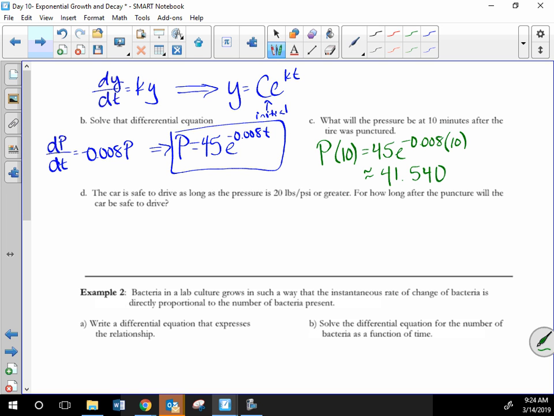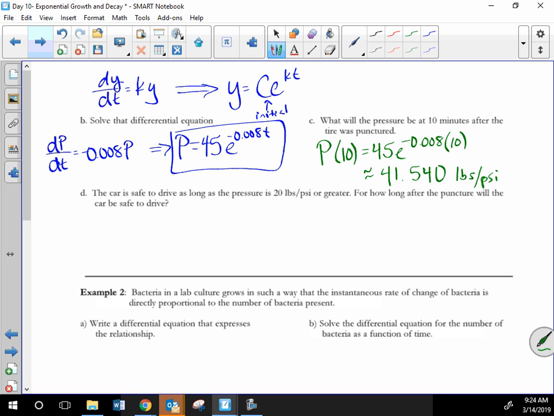41.540, and what would our units be? Well, we're just looking at the pressure, so pressure is measured in pounds per square inch. I feel like we don't need a slash. PSI stands for pounds per square inch. I feel like you don't need a slash, but that's okay. We'll just put PSI. All right.